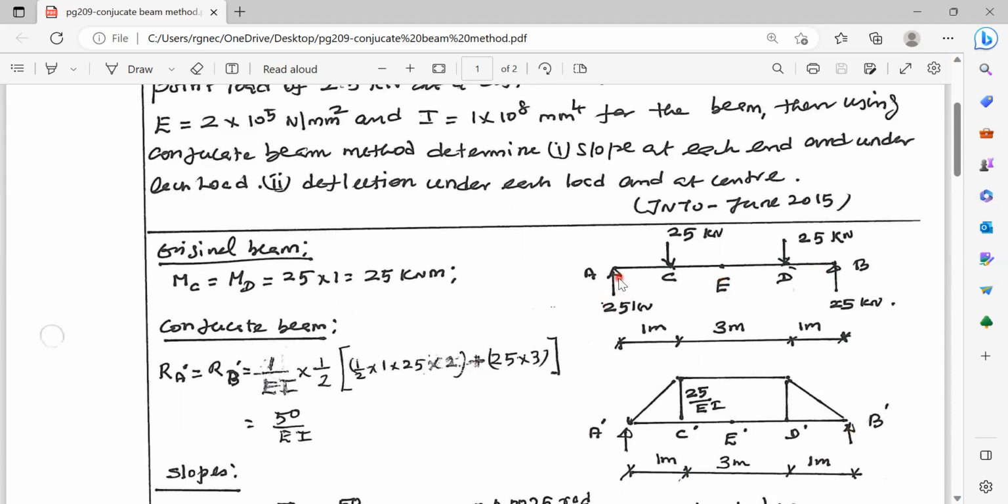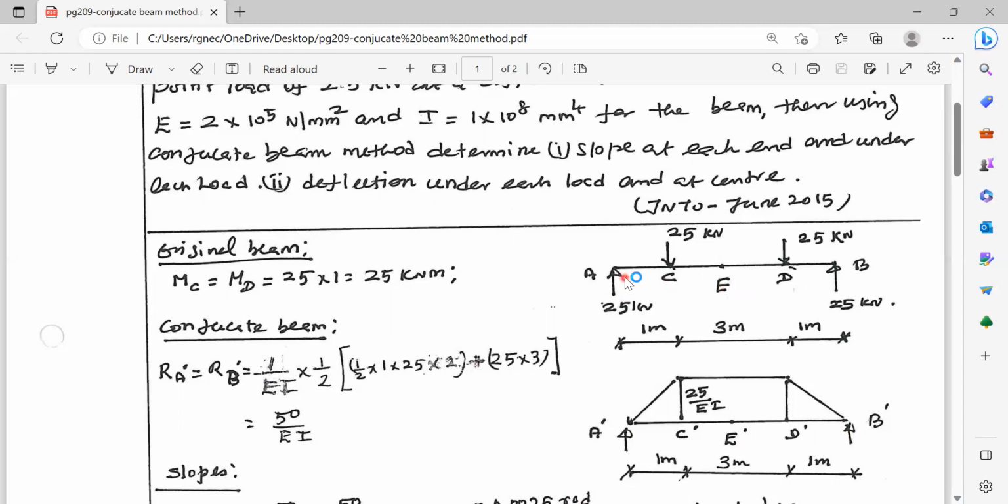Simply supported support will remain as simply supported. A is simply supported. Therefore, A dash is also simply supported. B is simply supported. B dash is also simply supported. This is about the end conditions. AB is the simply supported beam, the given beam. A dash B dash is the simply supported beam, the conjugate beam. Now, what about the loading diagram?